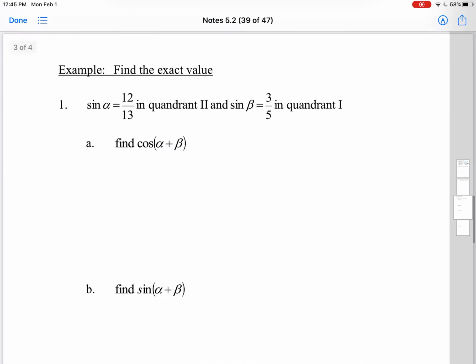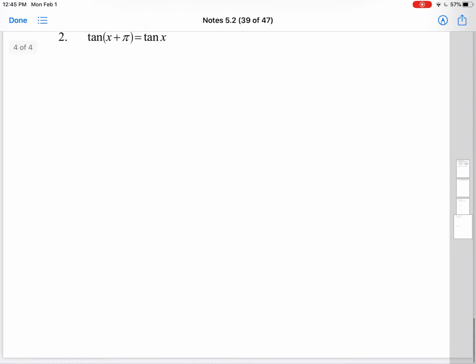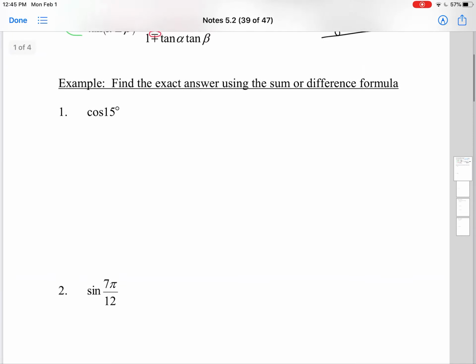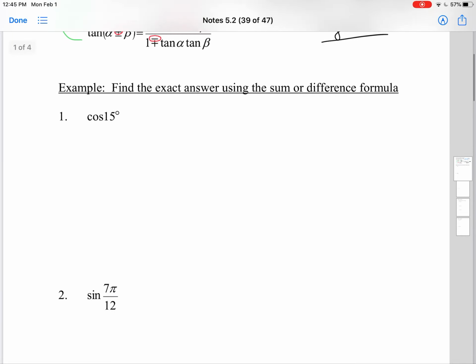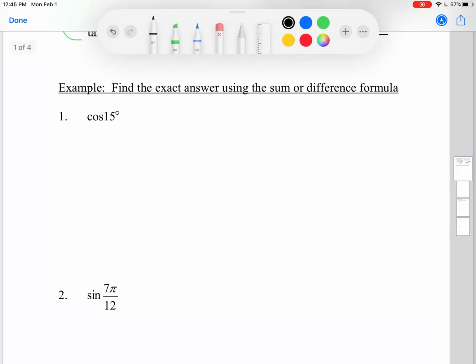All right, so let's get started on a few examples here. We got, what, 5, 6, 7 of them? Okay. So example 1, it says find the exact answer using sum or difference formula. You're allowed to add or subtract, whichever one you feel more comfortable with. If I'm being completely honest, I like addition more than I like subtraction, so I try to shoot for addition first. However, when we get to question 1, it's saying cosine of 15 degrees.